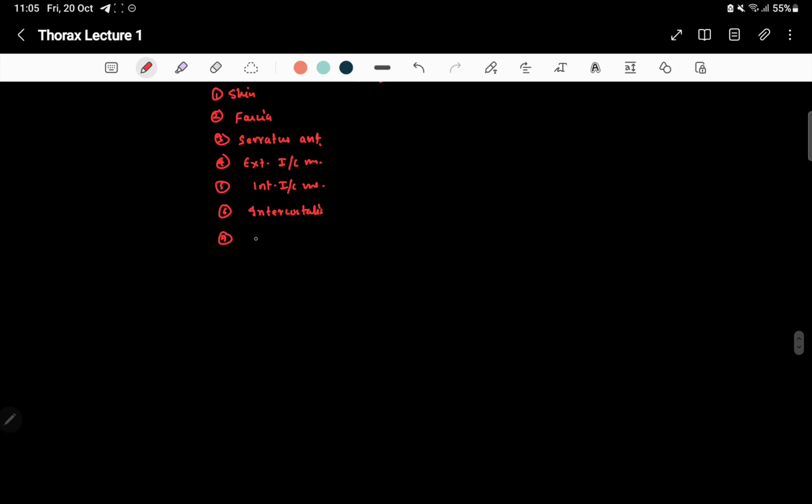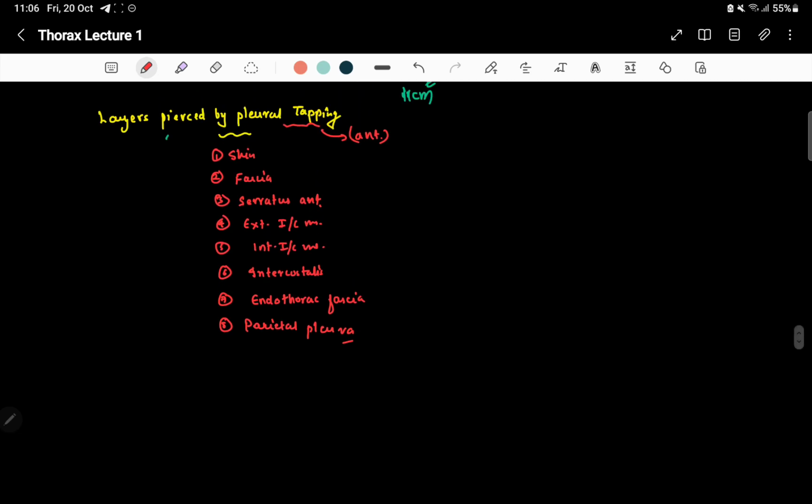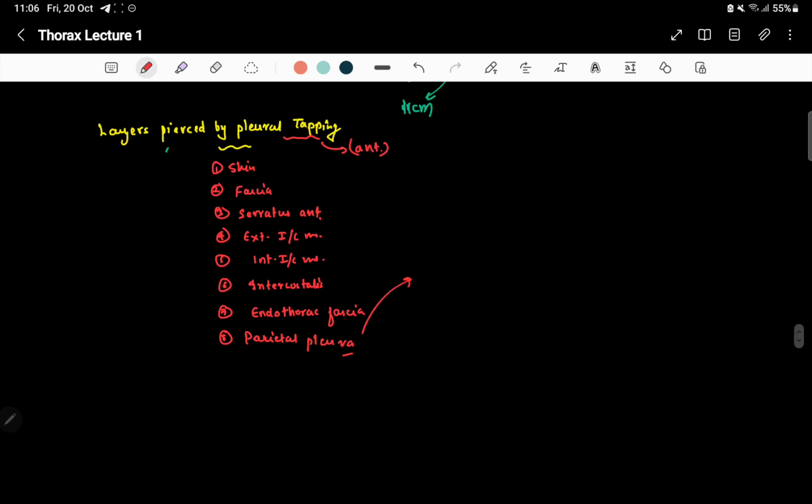then we will pierce the endothoracic fascia. What is this term? The fascia that is covering the inner surface of your ribs, the endothoracic fascia, and you will also pierce the parietal pleura, which covers the lungs and is the outermost layer of your lung covering.